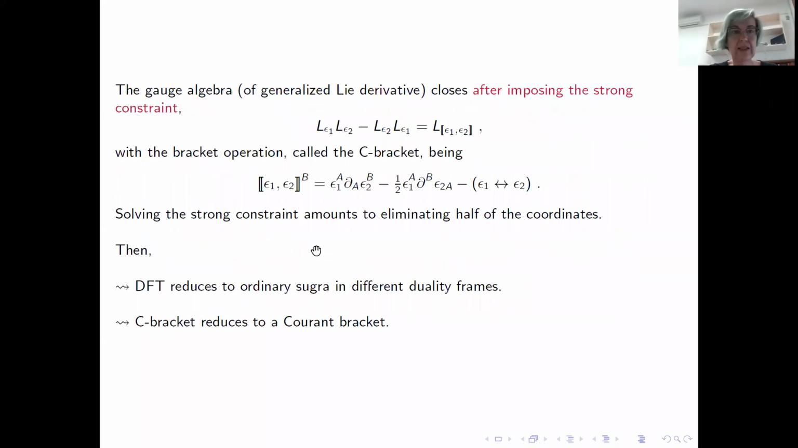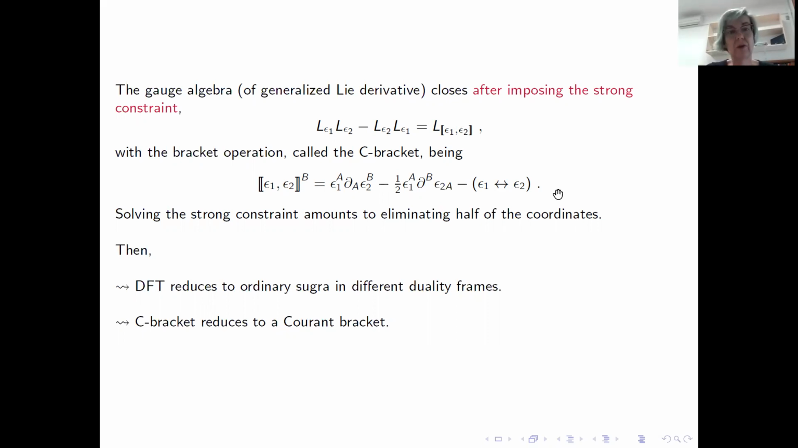What is important for us is that the algebra of gauge transformations, the algebra of generalized Lie derivative in double field theory, closes. So the commutator of two gauge transformations again is a gauge transformation, closes only after imposing the strong constraint. So the gauge transformation along the vector epsilon 1 with the gauge transformation along the vector epsilon 2 will close again in a gauge transformation along the bracket, and this is called the C bracket of these two vector fields of this form.